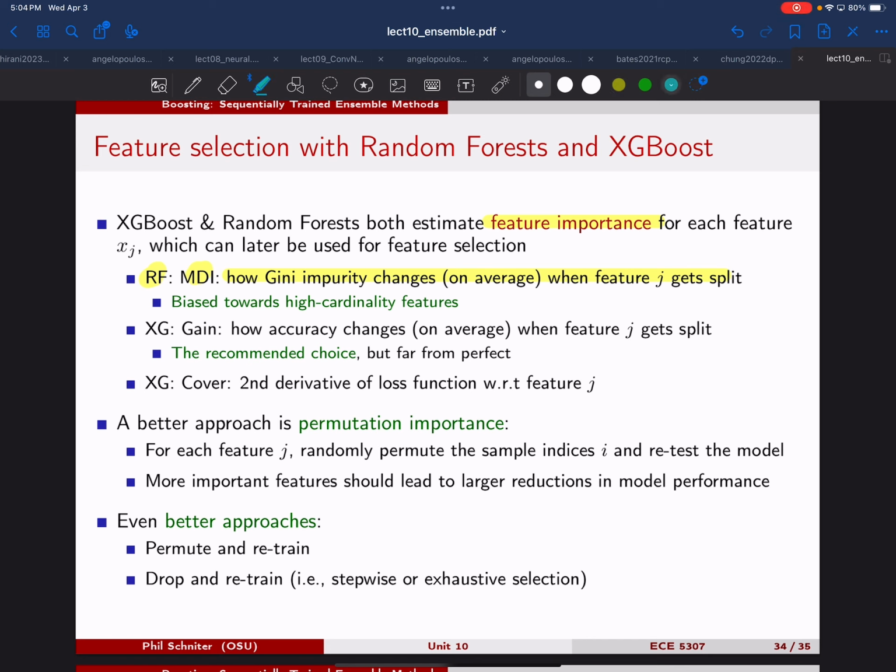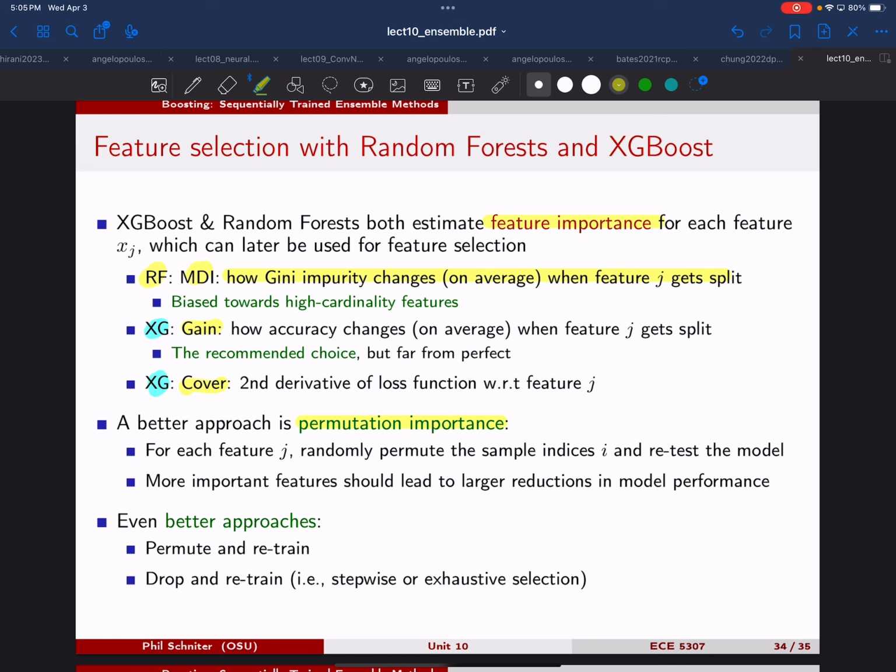Now for XGBoost, there's several options. There's three options, but one of them shouldn't be considered at all. The two that should be considered are gain and cover. And gain is basically how accuracy changes on average when that feature gets split. And cover is the second derivative of the loss function with respect to that feature. So those are options. You can tell XGBoost to return one or the other. But again, these are not super great metrics. So you'll find people talking about a different approach, which is called permutation importance.